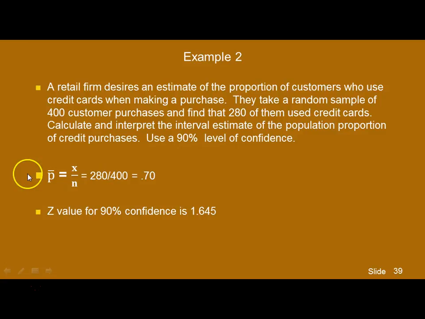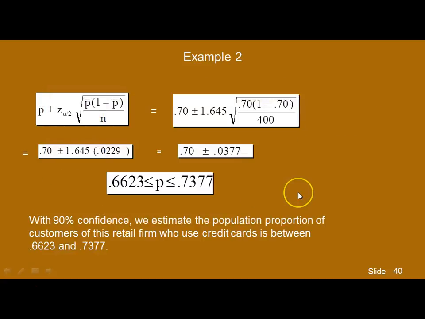Again, calculate your sample proportion, P bar. X over N, 280 out of 400 used credit cards. That's 70%, or 0.7 in decimals. We've had it before. The z-value for 90% confidence is 1.645. And now we're ready to plug everything into the formula.